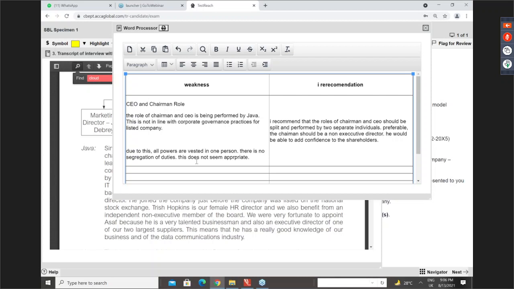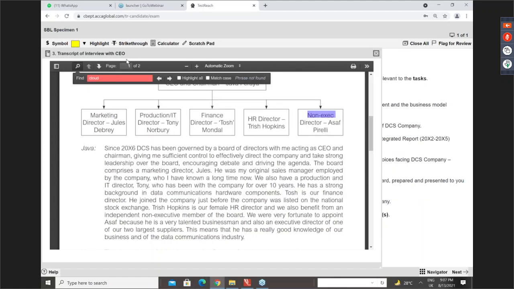This does not seem appropriate. Why did I mention this later on? Because I just remembered that there's professional skepticism. So I have to adopt a little bit of a negative tone, and there is no segregation of duty. This does not seem appropriate. This kind of thing. Any questions regarding how you can draft?